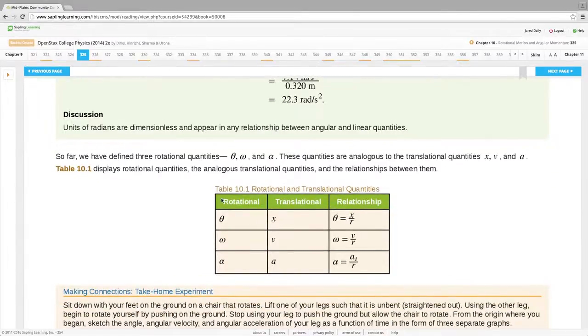And so here you have all of these different things that we use in rotational kinematics and translational kinematics. We have angle in rotational, and we have distance in translational. We have angular velocity in rotational, we have linear velocity, and we have angular acceleration and linear acceleration. The relationships between these are simple: to go from linear to angular, you divide by r. To go from angular to linear, you multiply by r. Quite simple.